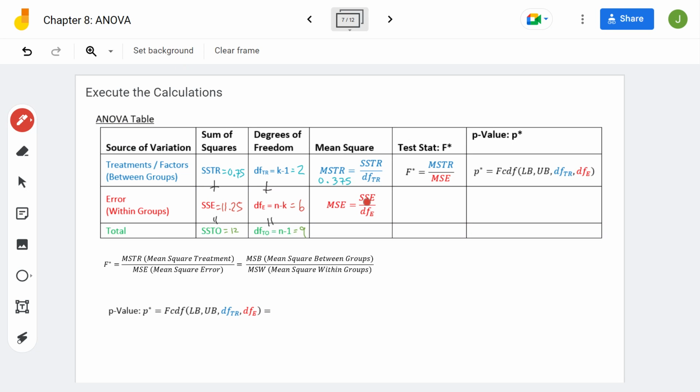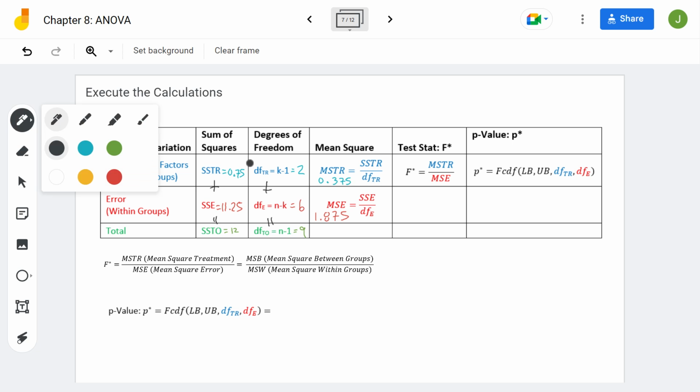And then our mean square error is the sum of squares error divided by the degrees of freedom error. So really this is the variance of the error. So 11.25 divided by 6 is going to give us the value of 1.875. And we generally don't compute the sum of squares total. So hopefully we made this connection right here. The way that I have my ANOVA table set up, if we take the sum of squares treatment divided by the degrees of freedom treatment, that gives us the mean square treatment. If I take the sum of squares error divided by the degrees of freedom error, this gives me my mean square error. So that's one of the other relationships in the table.